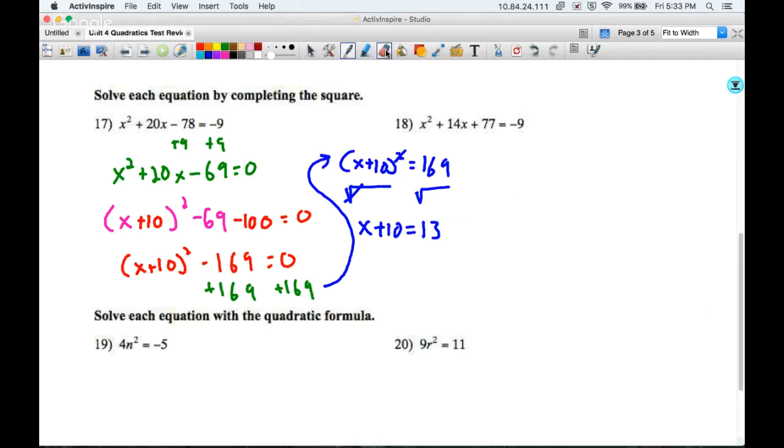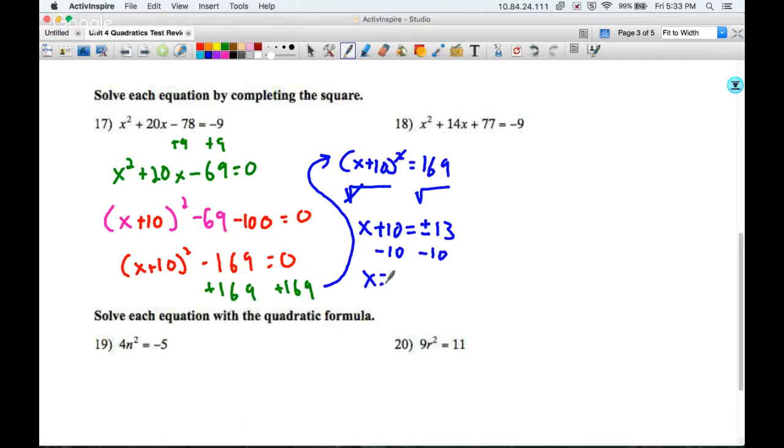But wait, it's not 13. What is it actually? Do you have to subtract 10 first or after? After. Do you see what I've written? Oh, yeah. It's a positive and a negative 13. Every time we take a square root, we have to do that.